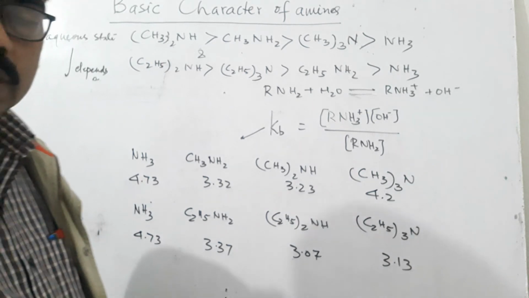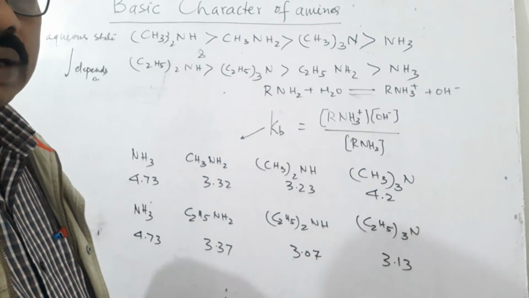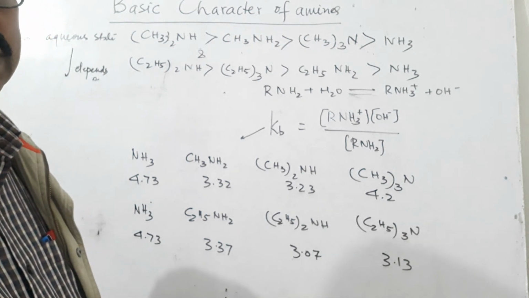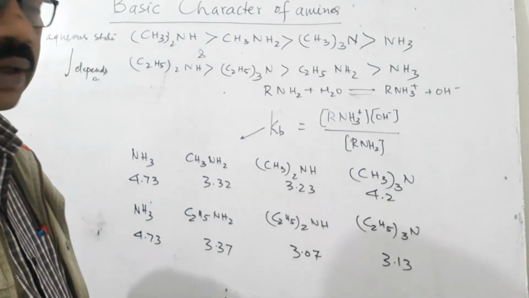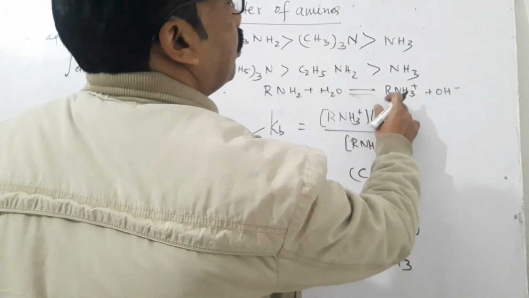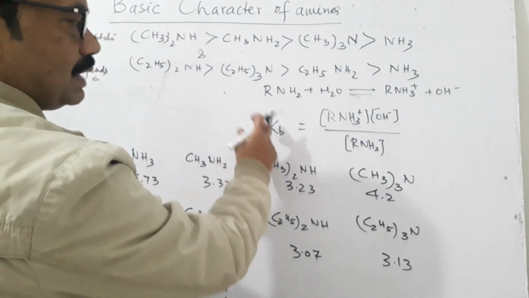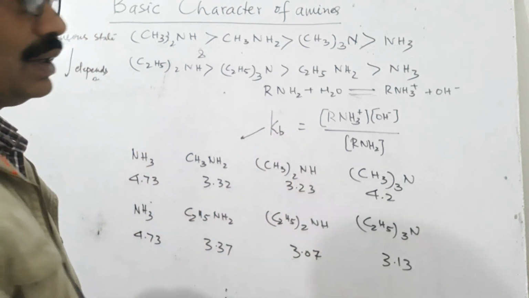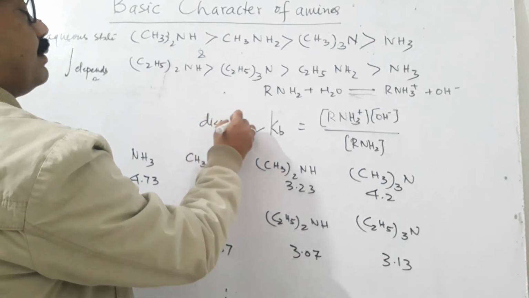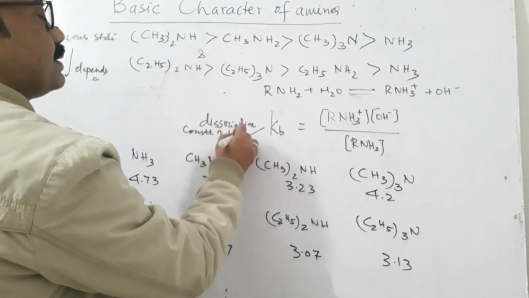Another evidence is that by knowing the pKb data, we can analyze which base is more basic and which is less basic. Now what is pKb? RNH2 plus H2O forms RNH3 plus and OH minus ion. Applying the law of mass action, we get Kb, which is called the dissociation constant of the base.